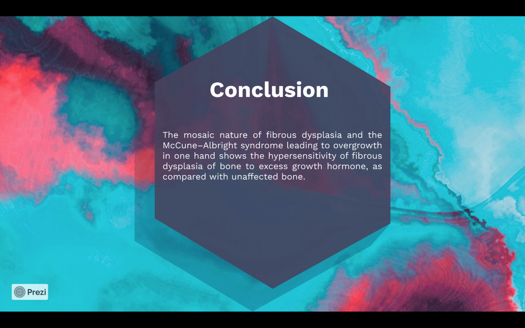Conclusion. The mosaic nature of fibrous dysplasia and the McCune-Albright syndrome, leading to overgrowth on one hand, shows the hypersensitivity of fibrous dysplasia of bone to excess growth hormone as compared with unaffected bone.